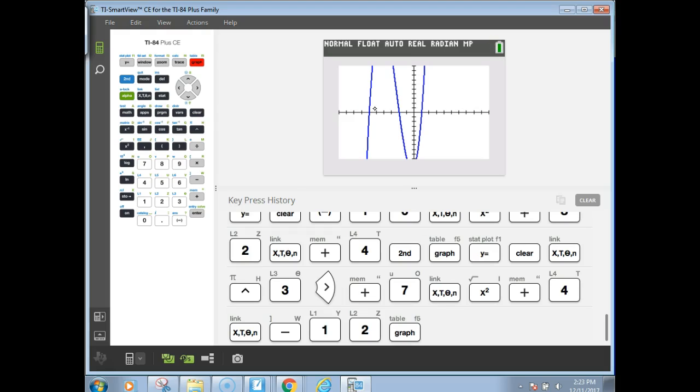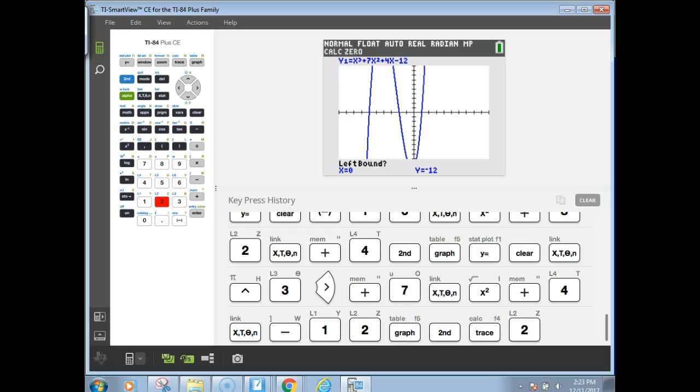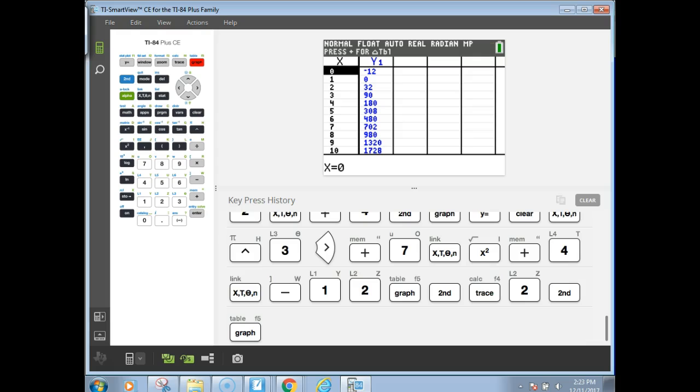And oh, how nice. We got some beautiful zeros here. It looks like 1, -2, and -6. Want to verify that? We hit second trace, choice 2, and then check them. They are -6, -2, and 1. You can go second table and see if those are points on there. 1, 0 is, and then you'd have to go back up a little bit. Oh, look, yep, -6, 0, -2, 0, and 1, 0.